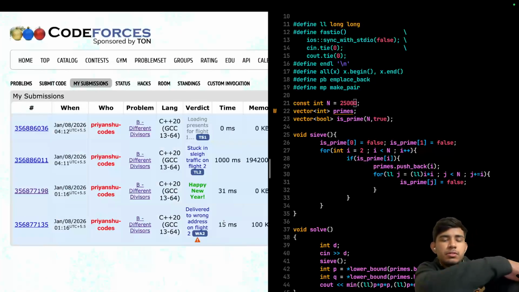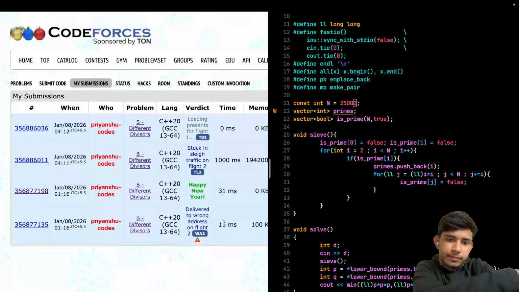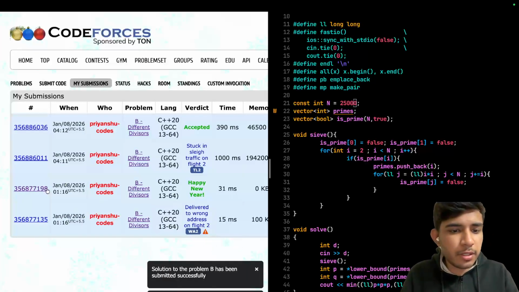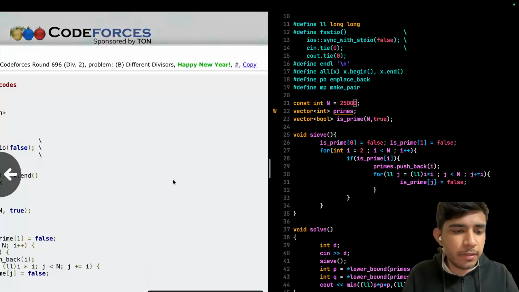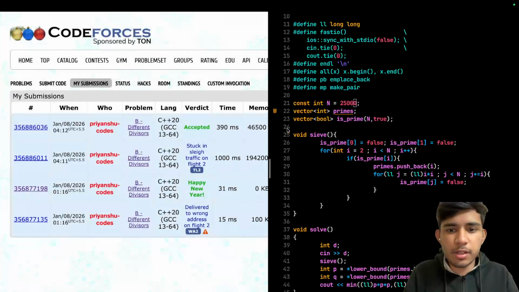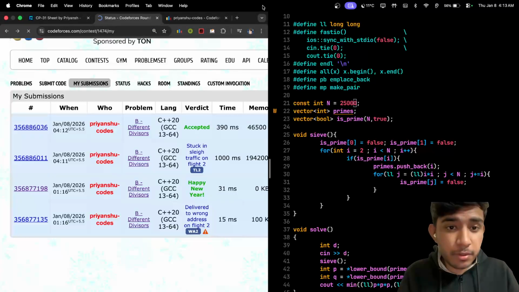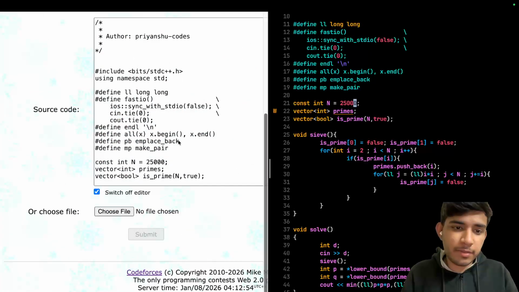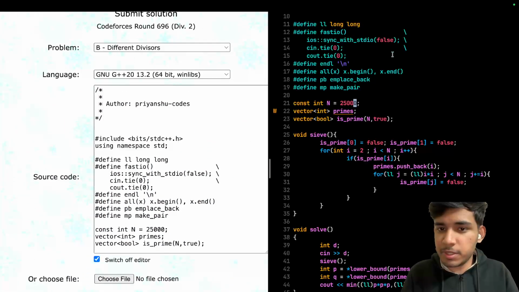Let's check if the solution works or not. Yeah, this got accepted. Although this solution was a bit different from what I had tried earlier, this was completely my own approach. So yeah, it was really a good problem. From my perspective, I think it's rated higher than 1,000, but still a very good problem.